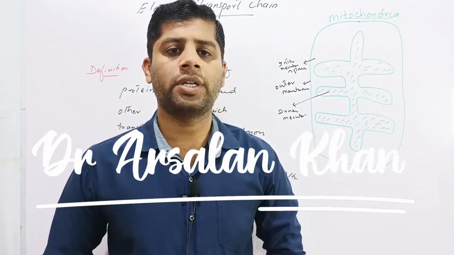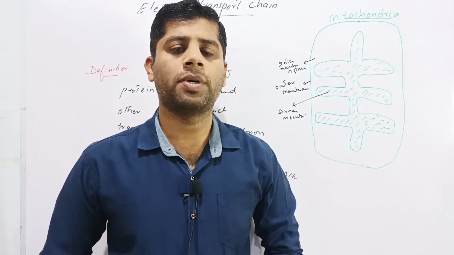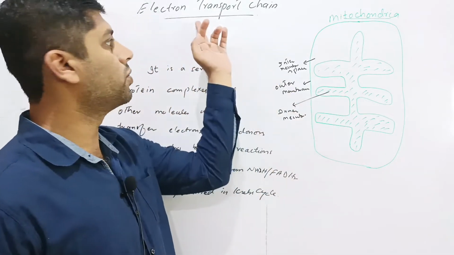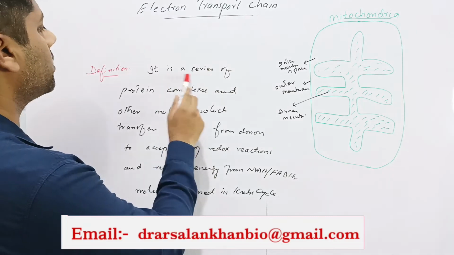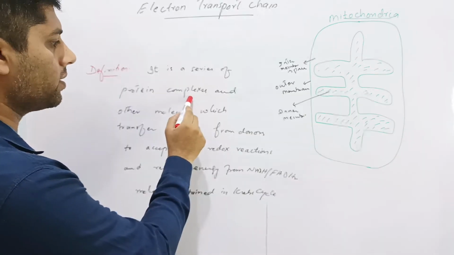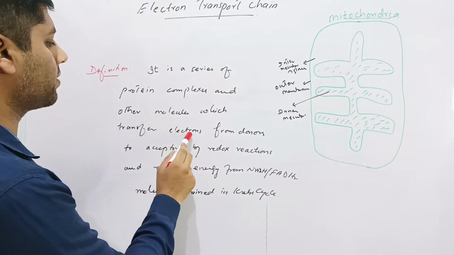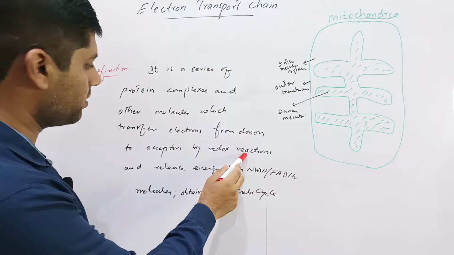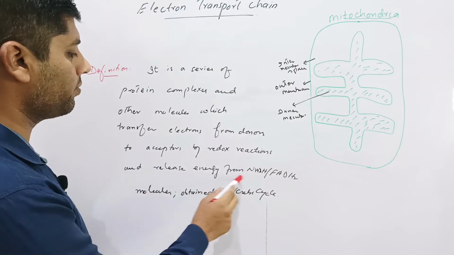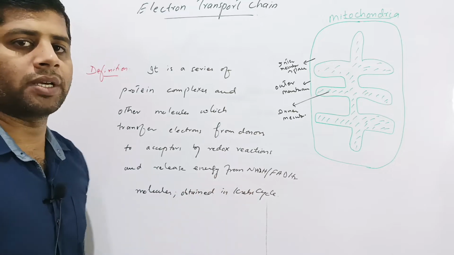Hi, I'm Dr. Arsalan and today we are going to explain the third component of aerobic respiration, the electron transport chain. It may be defined as a series of protein complexes and other molecules which transfer electrons from donors to acceptors by redox reactions and release energy from NADH and FADH2 molecules obtained in the Krebs cycle.